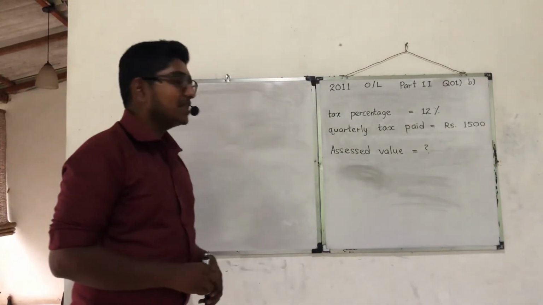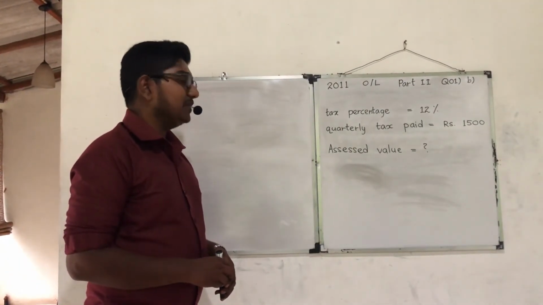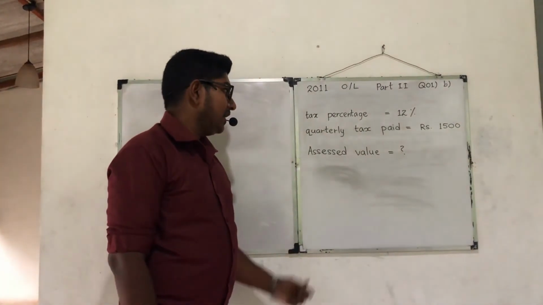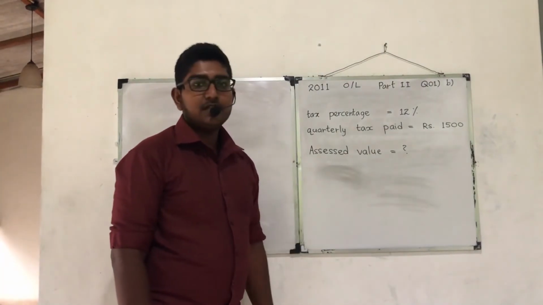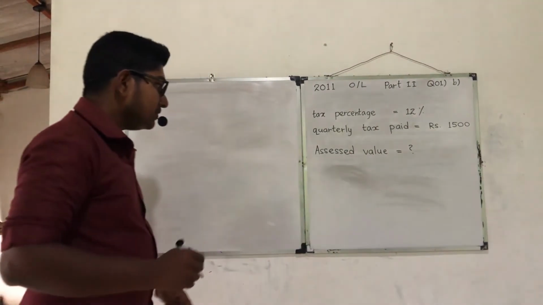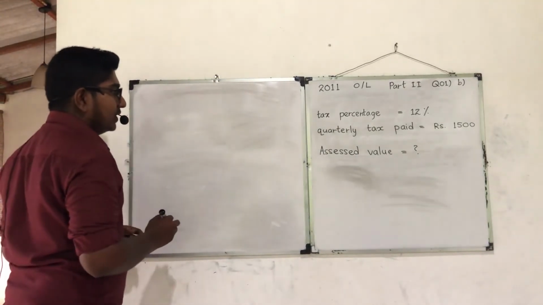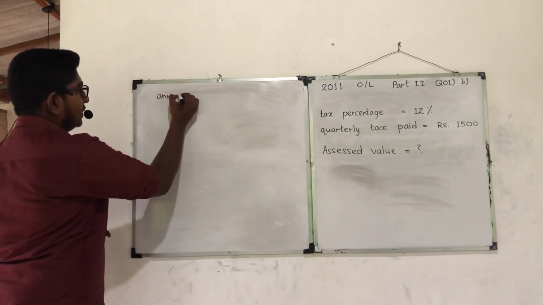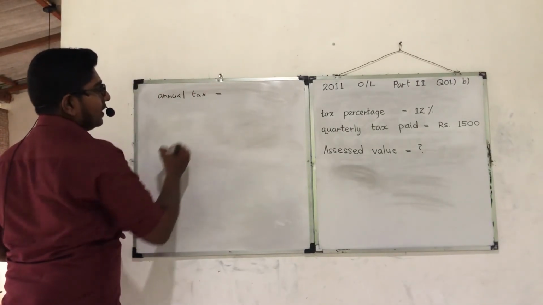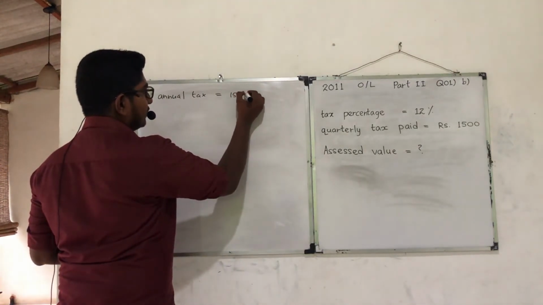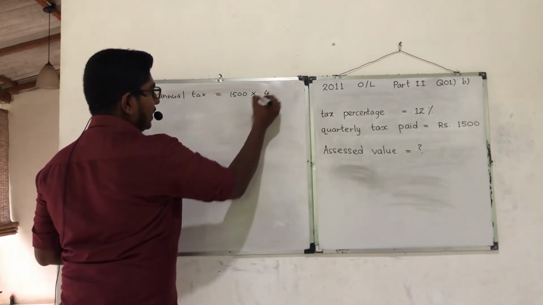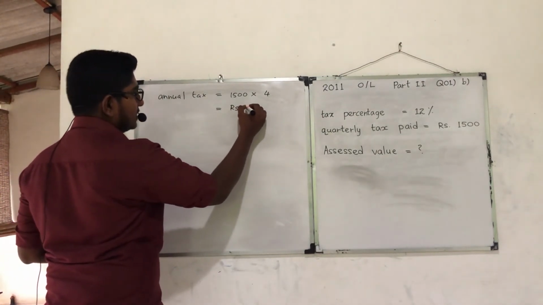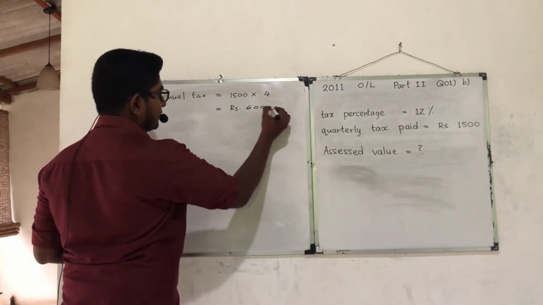Next, I'm going to discuss with you a 2011 question regarding assessment tax. Here the tax percentage is given as 12% and the quarterly tax value is 1500 rupees. We have to calculate the assessed value. First we have to calculate the annual tax. If the quarterly tax is 1500, we have to multiply that by 4 since there are 4 quarters. Then our tax value is 6000 rupees.